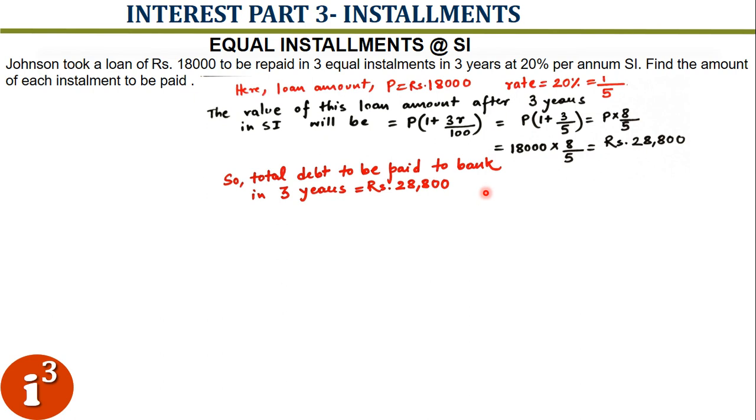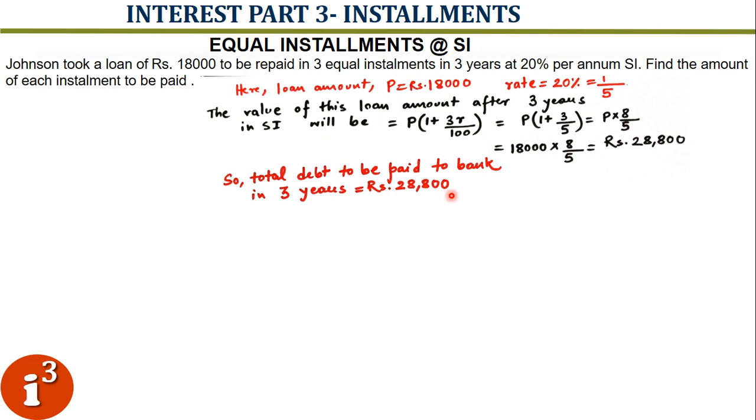What most students do, they divide it by 3. 28,800 by 3 will come out to be 9,600. And students say, yes, 9,600 will be the installment to be paid per year. No, it's not like that. You do not do like that.